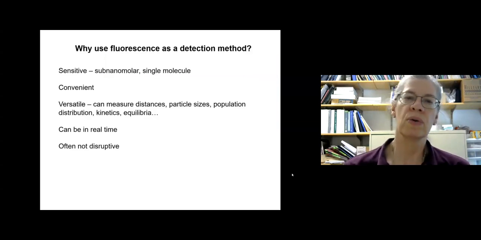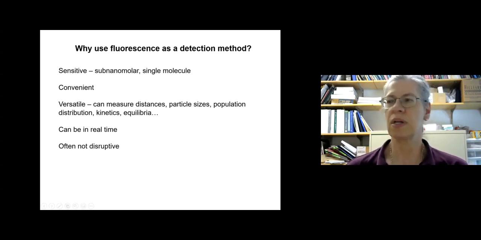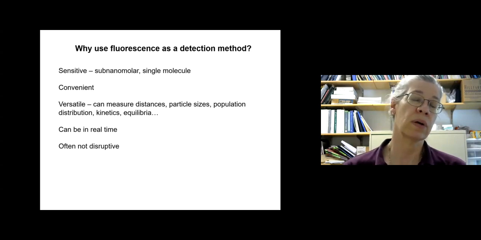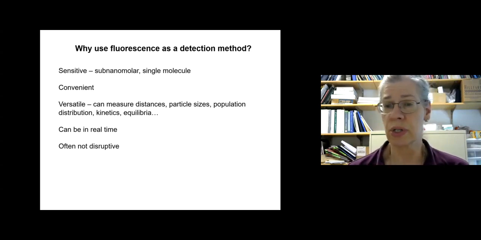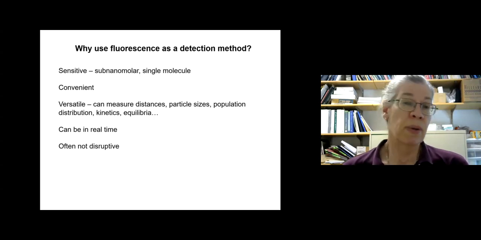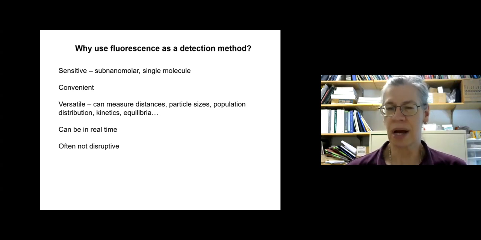So why would we use fluorescence as a detection method? First of all, it's very sensitive, so we can even do single molecule work and subnanomolar work, but also work at higher concentrations and in weaker situations for sure. It's convenient: unless you have a specialized setup, you can use a plate reader or a benchtop fluorimeter to make measurements. A couple of my favorite things about it is it's versatile. You can measure a lot of different kinds of things with fluorescence. Not all techniques are like that. We can do sizes and distances, equilibria, kinetics, and that sort of thing. And we also can watch things happen in real time.